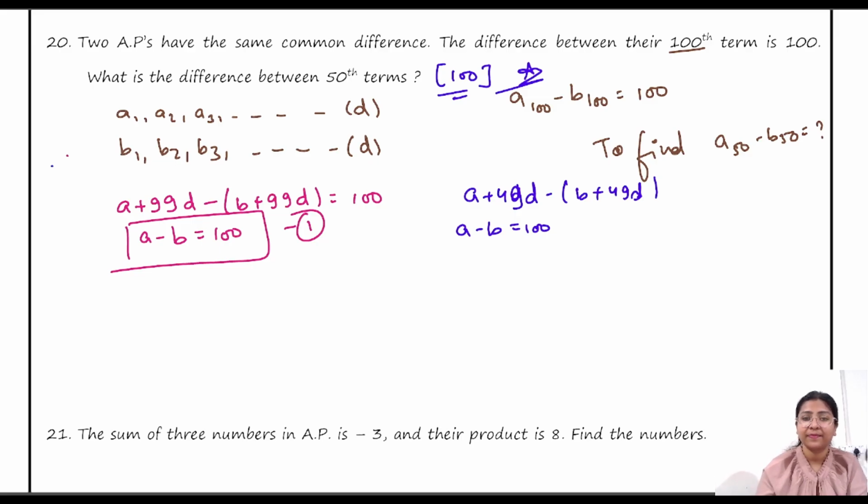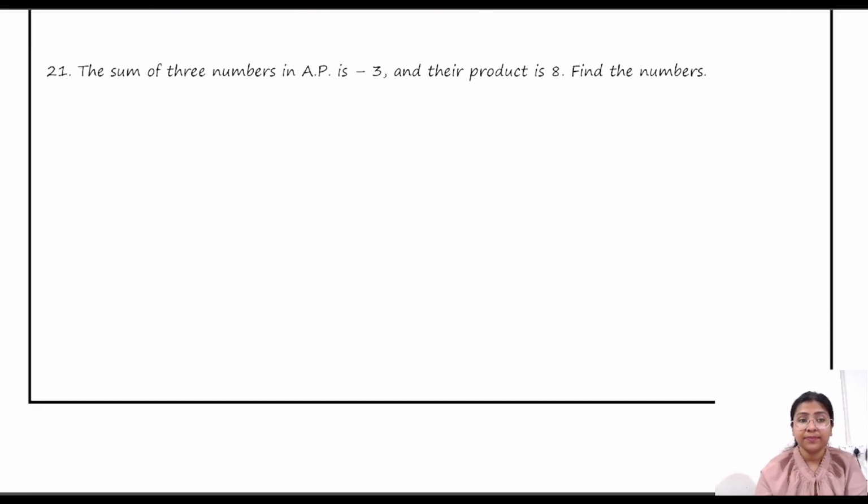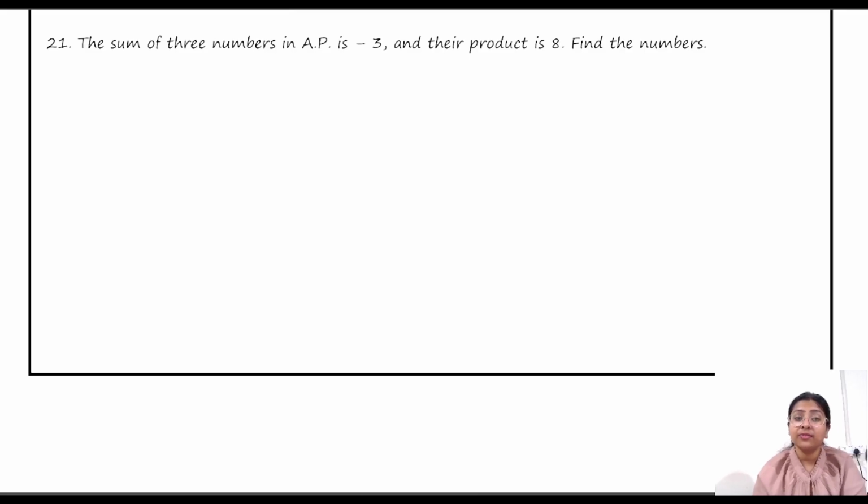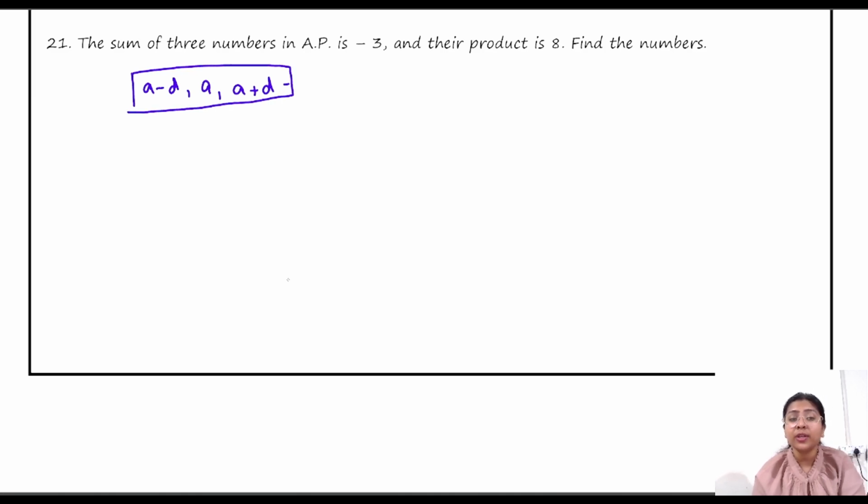Okay, now the next. The sum of three numbers in an AP is minus 3 and their product is 8. I had already told you, whenever we need to consider three terms in an AP, we will always consider a minus d, a and a plus d. Why is it so? Because it makes the calculation easier. We can also consider a plus d, a plus 2d and a, but we are not considering these because this makes calculation easier.